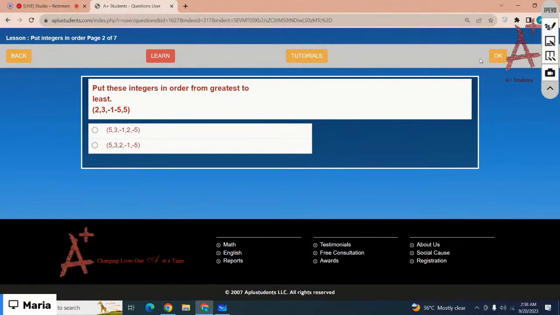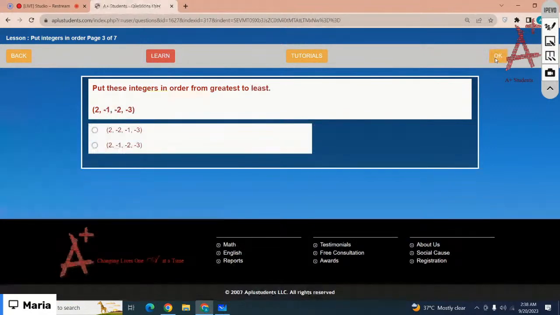Very good. The second option is the correct one. You can see 5 is the greatest one. Then you have 2, 3. Then -1 and -5 is the least one, right? So the second is the correct one.